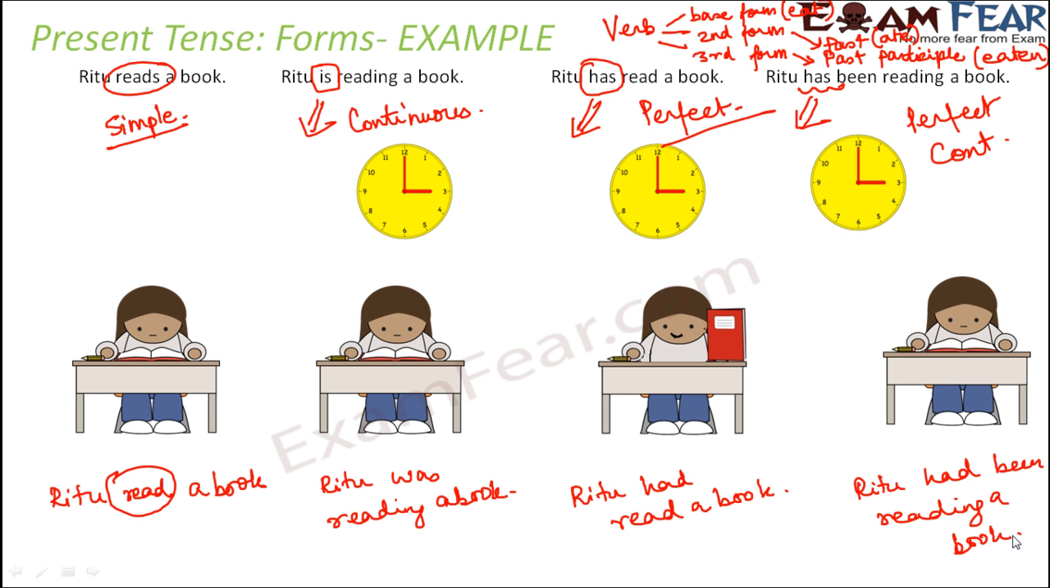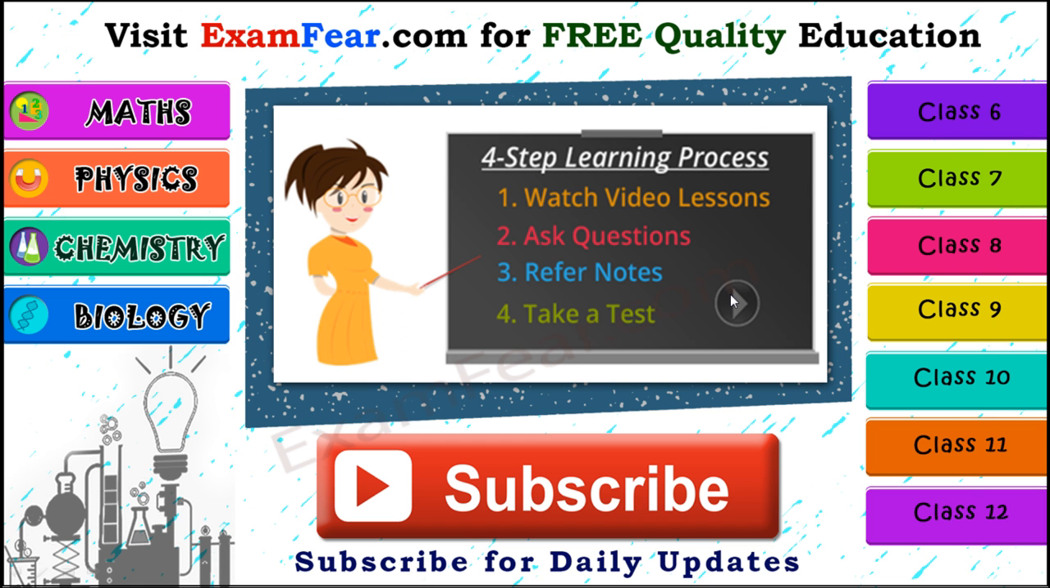So you see, this is pretty simple. The concept will still remain the same. The meaning of all the 4 forms, that is simple, continuous, perfect, and perfect continuous, their concept and their meaning will still remain the same. For present tense, they were all in the present time. In past tense, they will all be in the past time.